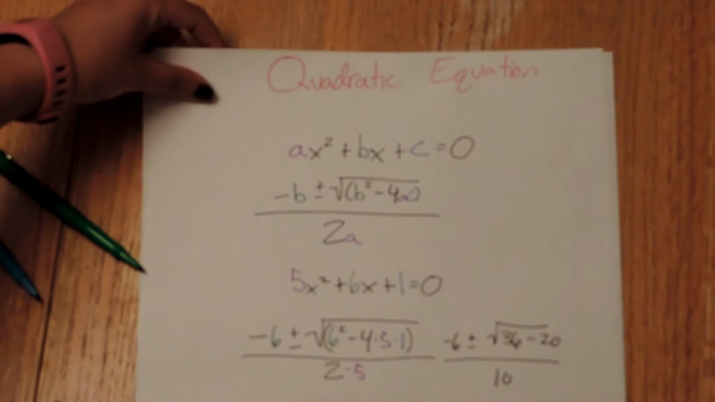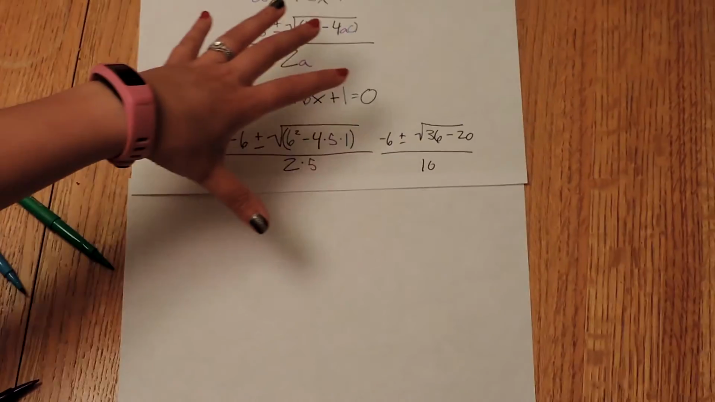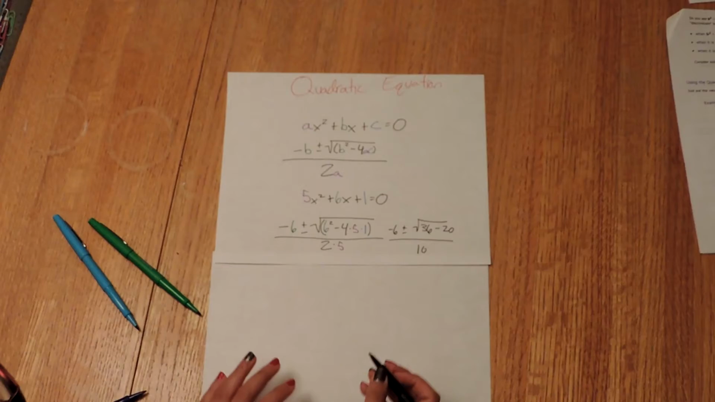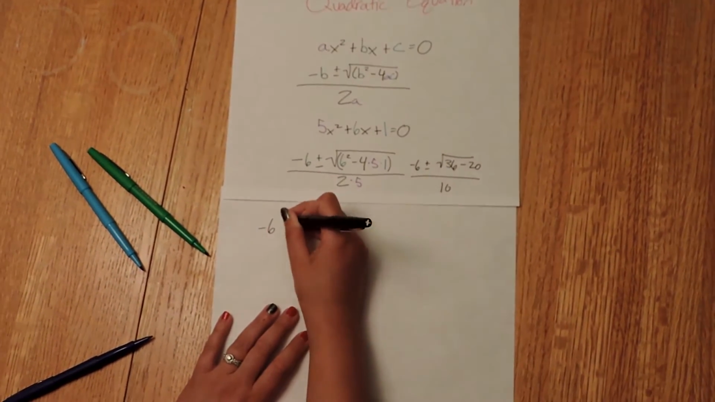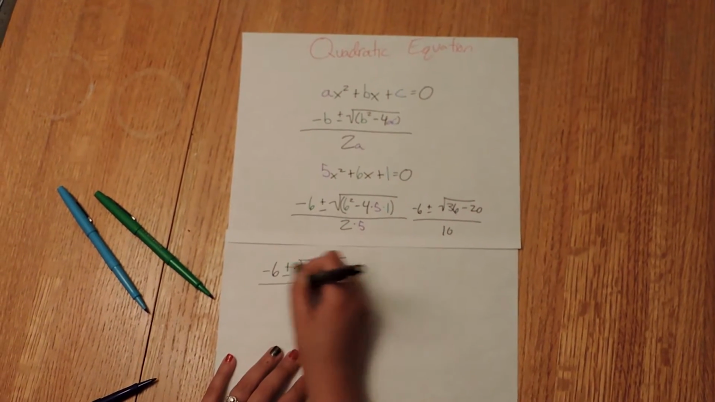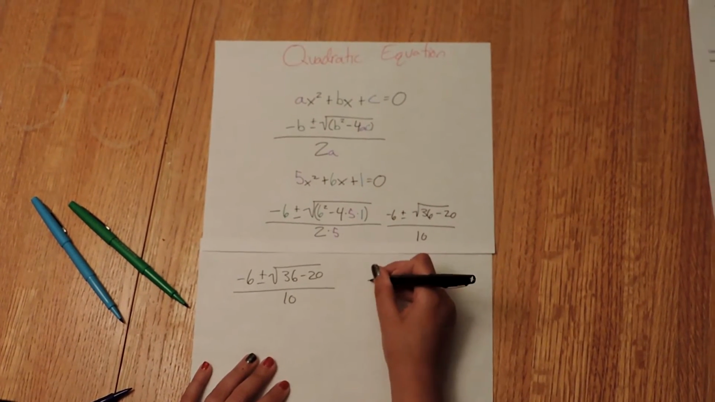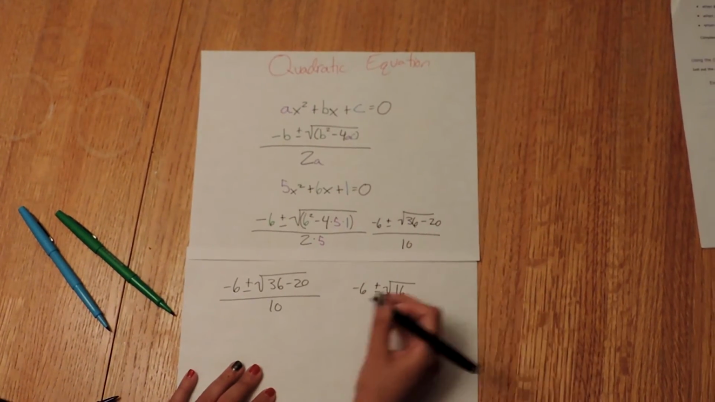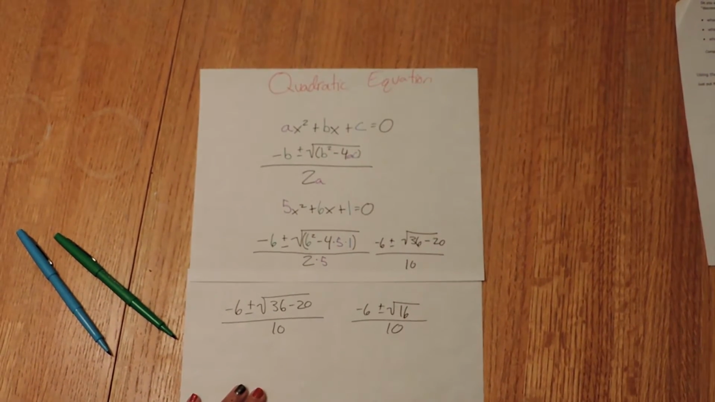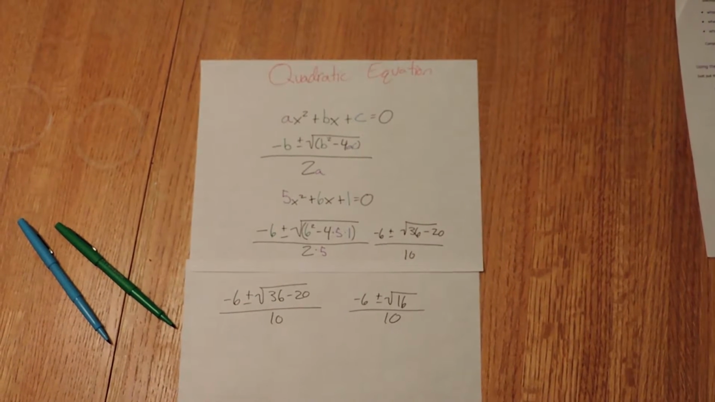So now I'm going to flip to another sheet of paper so y'all can see everything we've already written plus our new paper. So if we bring this down, we have our negative 6 plus or minus square root 36 minus 20 all over 10. Well, 36 minus 20 is 16. So we have negative 6 plus or minus the square root of 16 over 10. And what we're solving for is x, everybody. I meant to say that earlier.